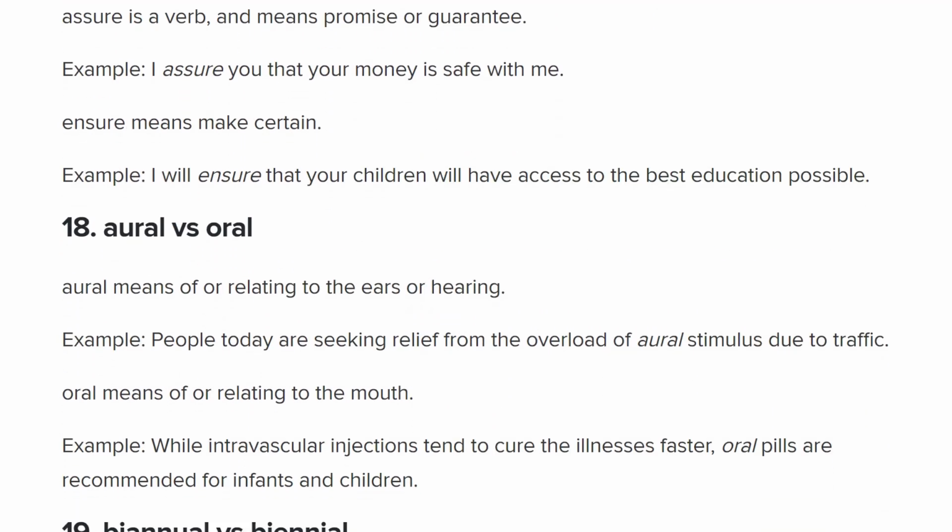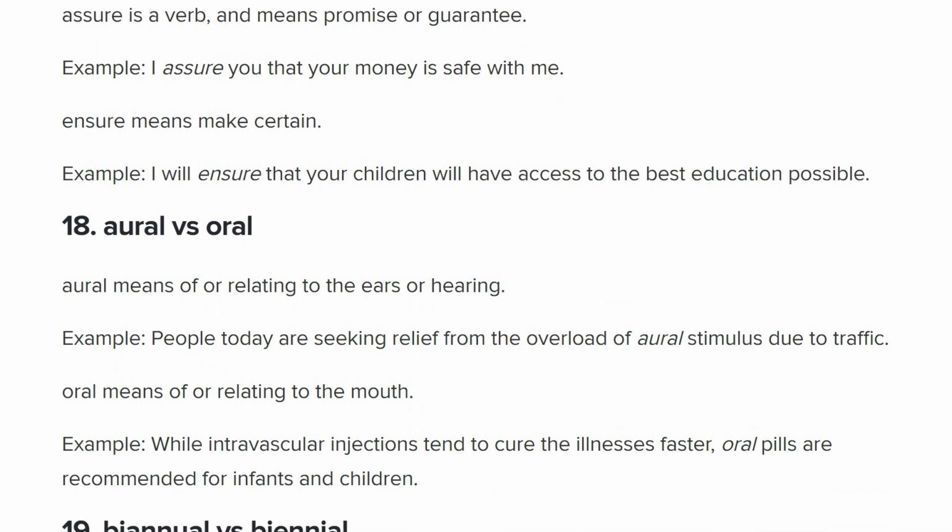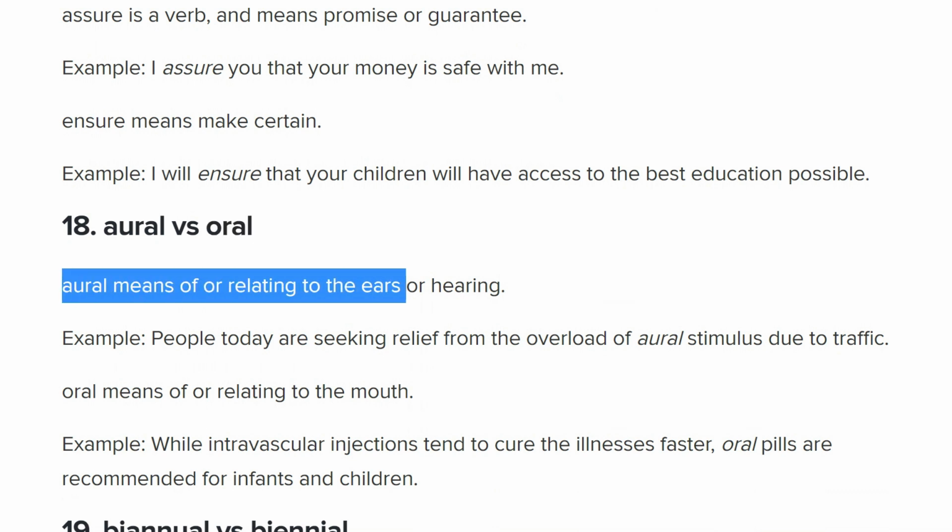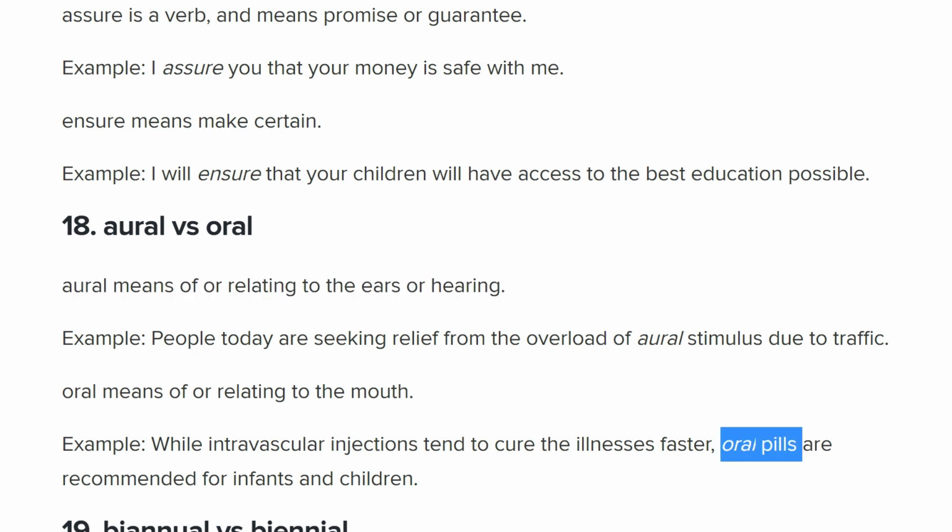Okay, next one. Aural versus oral. Commonly confused. Doesn't come up too much though, to be honest, but good to know the difference. Basically, the one with an A is to do with your ear, sounds. One with an O is to do with your mouth. So aural with an A means relating to the ears. People today are seeking relief from an overload of aural stimulus due to traffic, so all that noise coming into your ears. Or oral, to do with your mouth. So oral pills, obviously you take it through the mouth.